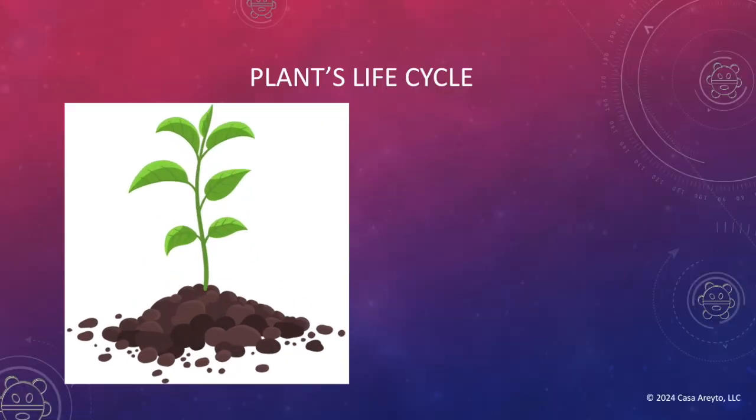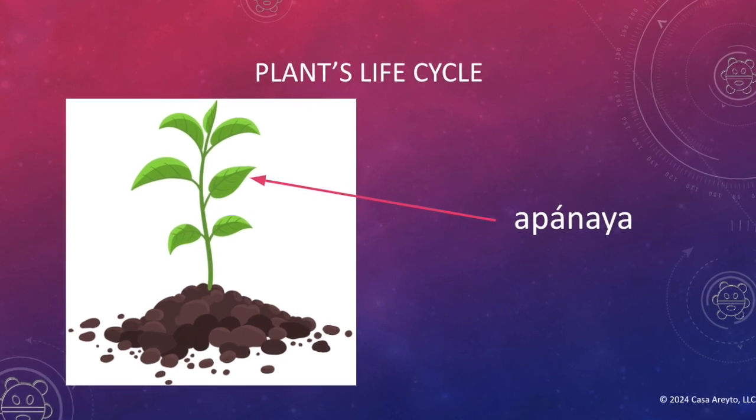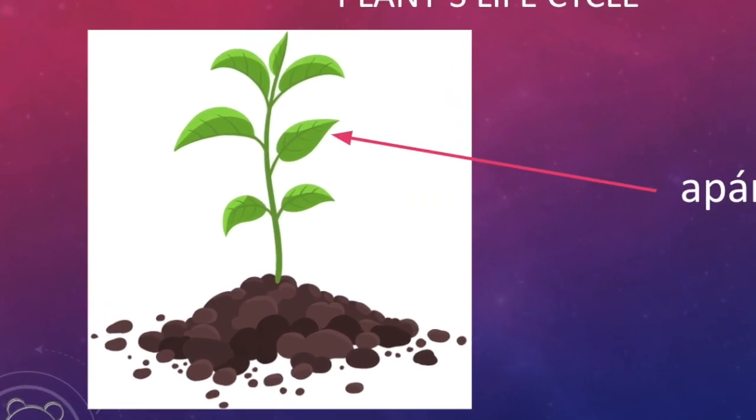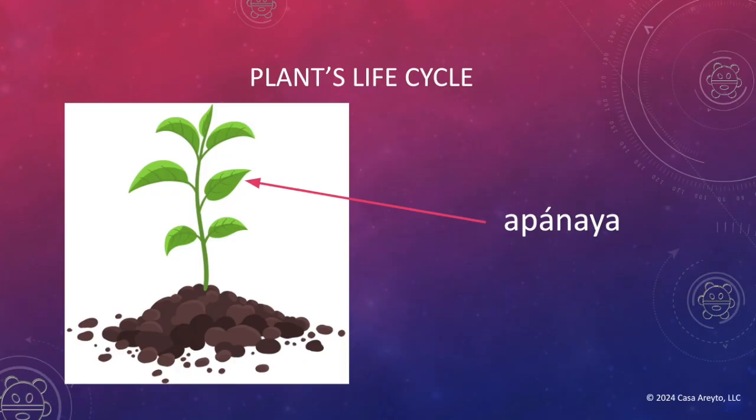Now, let's see what comes next. Next, the plant will grow apanaya. What do you think apanaya means in Taíno? Take a good look at that picture. That's right! Apanaya means leaf in Taíno. As you know, apanaya nagu, the leaves, are going to use the sun's energy, that is the energy from Gui, sun, to make food for the plant.